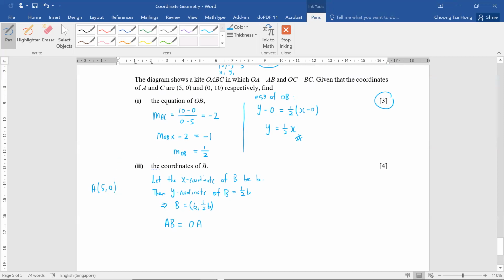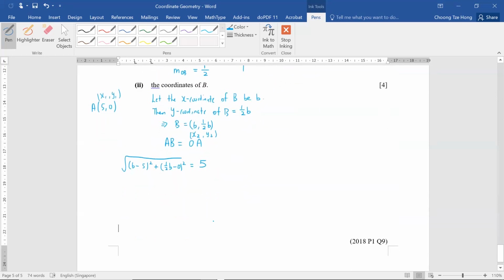So we are going to make use of this concept that we learned, length of line segment. Let's say B is x2, y2, then this one is x1, y1. Then we will use the formula: x2 minus x1 squared, so x2 is b minus 5 squared, plus y2 minus y1 squared, so half b minus 0 squared, will give us the length of AB, which we can tell easily is 5. So let's solve this equation and then we'll be able to get b.